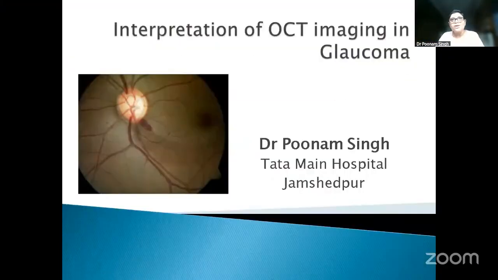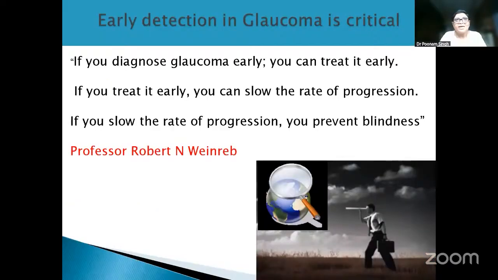As we all know, glaucoma is a chronic progressive optic neuropathy which occurs due to raised intraocular pressure. With progression, it can lead to blindness. So if we diagnose these patients earlier, we can treat them earlier, and if we treat them earlier, we can slow down the rate of progression and prevent blindness.